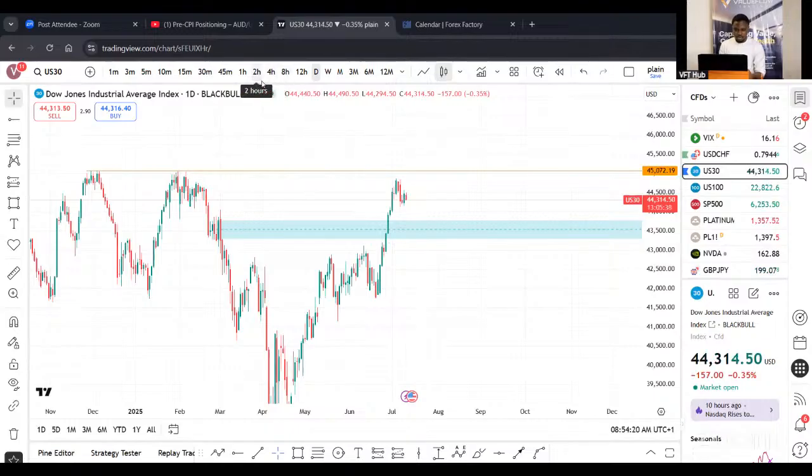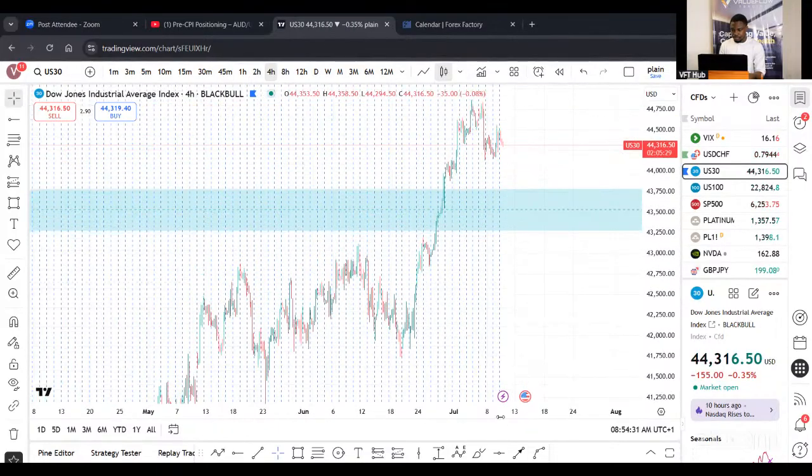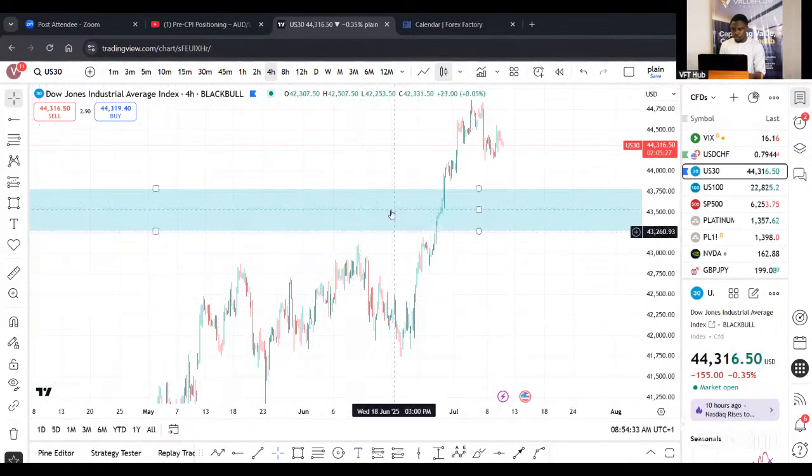US 30 has been selling, not so much, but should I say in a range? Kind of, yes. Temporarily we are beginning to see those sells in the market, which is really okay and normal in the market.